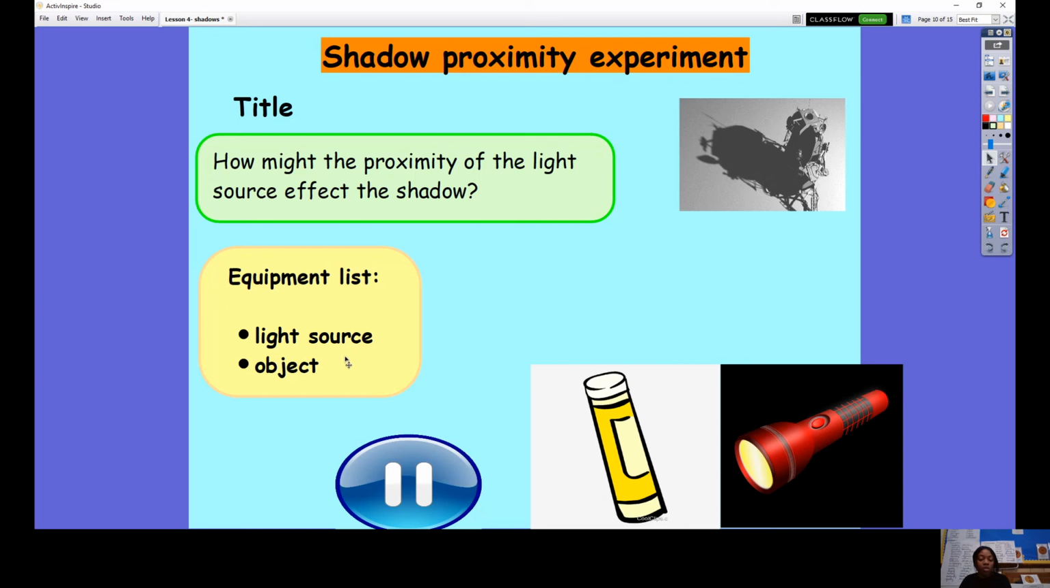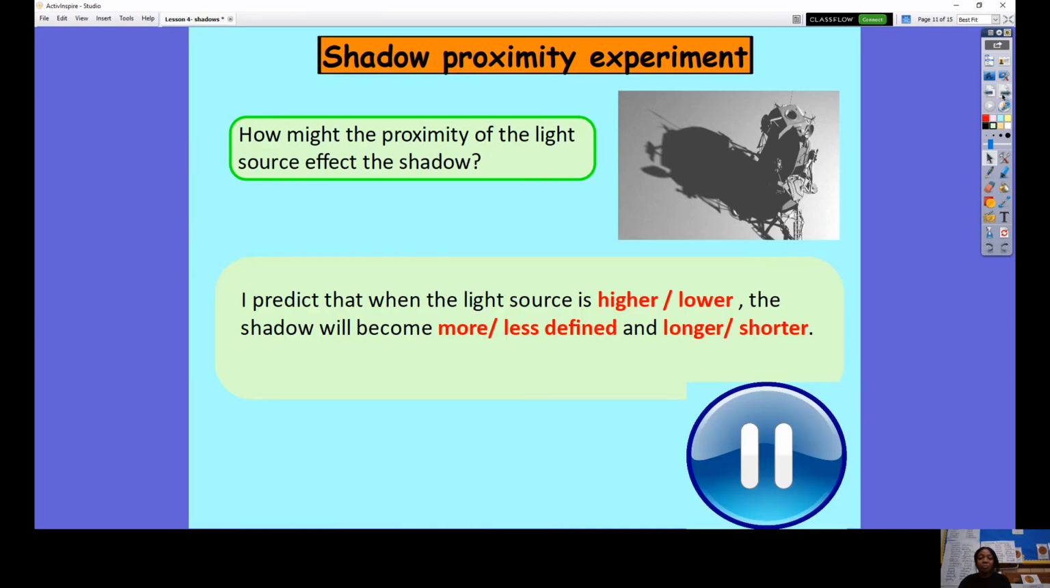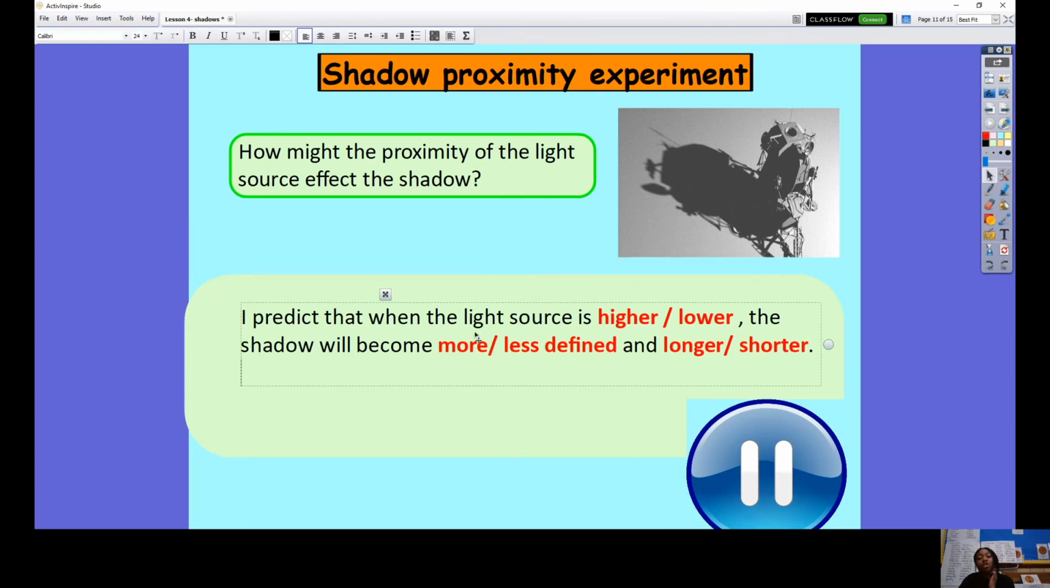If you haven't got objects or a light source at home, then I'm going to show you my experiment and you can write that up as yours. Pause the video so that you can have time to do that. Fantastic. Moving on. So now that you have written down the title question and the equipment list, you need to write down your prediction.